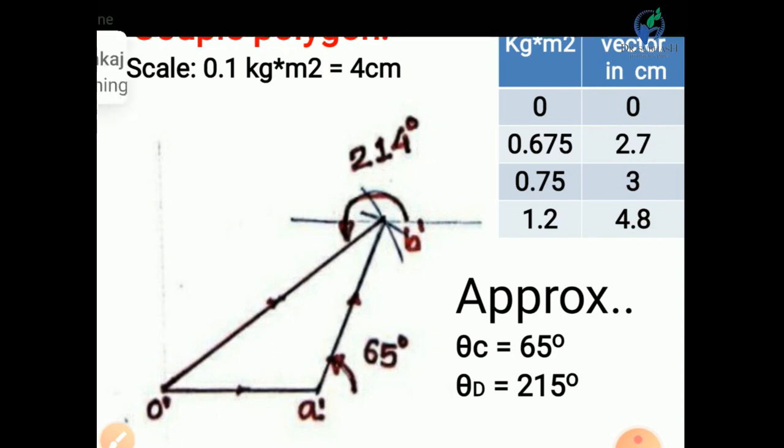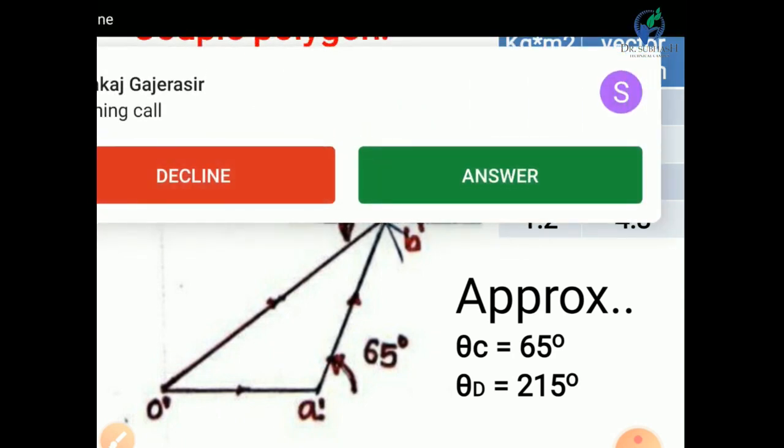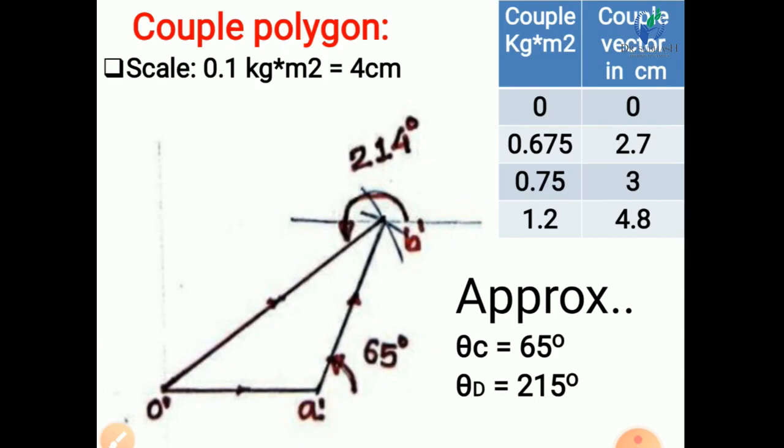Now by using the polygon law of forces, we draw a polygon. First of all, 2.7. We know that theta b is known. First is 0, so it is not required to draw. Second is 2.7, which makes an angle theta b, and theta b is 0. So we start from O. We draw O dash A dash having 2.7 centimeter length at 0 degree.